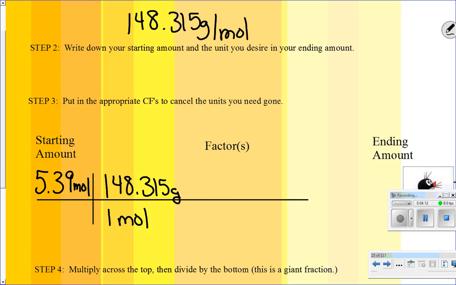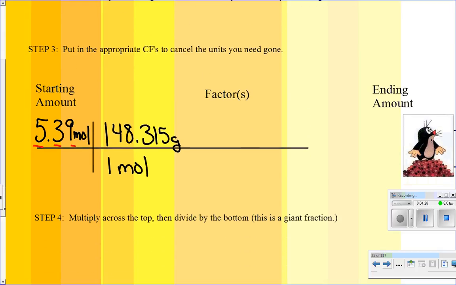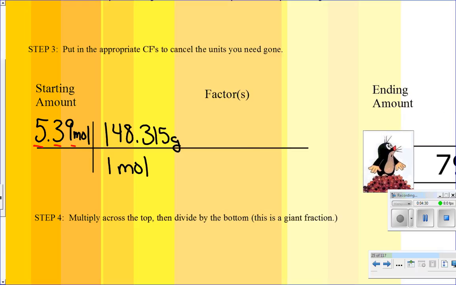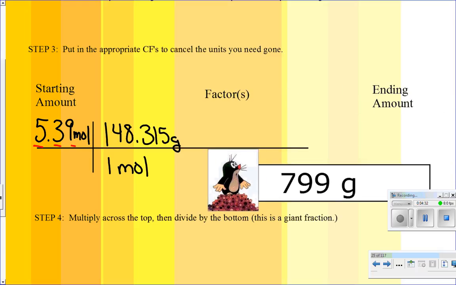So what you're actually punching into your calculator is 5.39 times 148.315. I'm technically dividing that by 1. I'm able to have 3 sig figs in my answer, 1, 2, 3. When I multiply and divide, remember I'm limited to the number of sig figs in the value with the least sig figs. So this puts me at 799 grams.